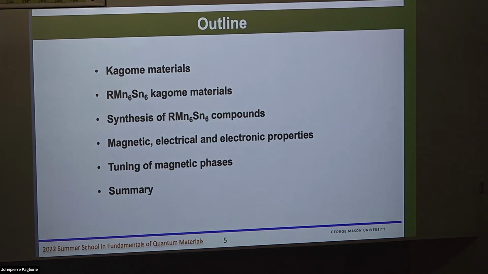So what I'll talk about is basically a brief introduction about the carbonate materials. Then I'll particularly focus on one of these systems of this 166 family of the carbonate system. And then with respect to this, I'll talk a bit about synthesis and their magnetic, electronic, electrical properties, and then some tuning of magnetism, because here we are in a materials workshop. So how we think about designing properties in materials with respect to this system. Then I'll summarize it all.